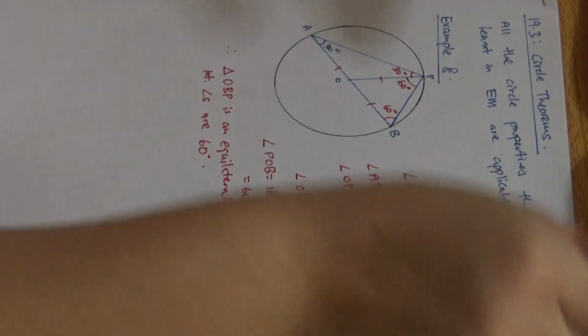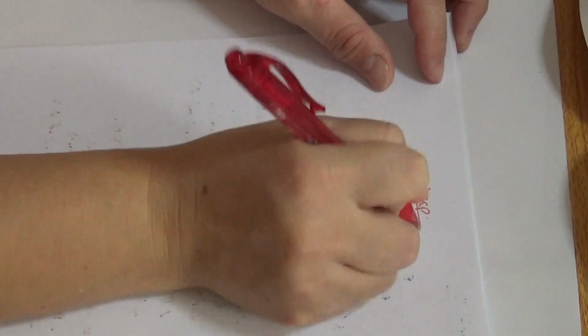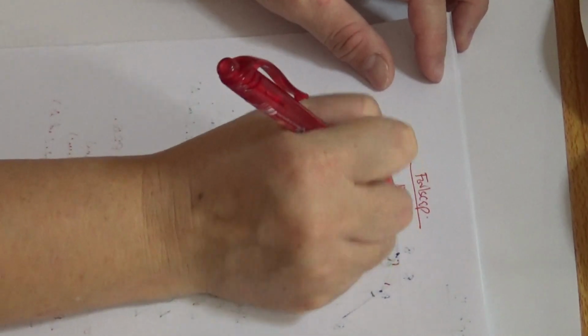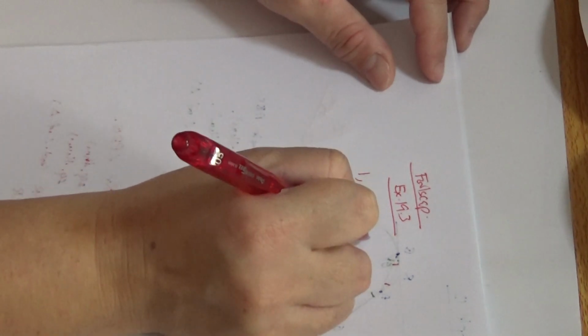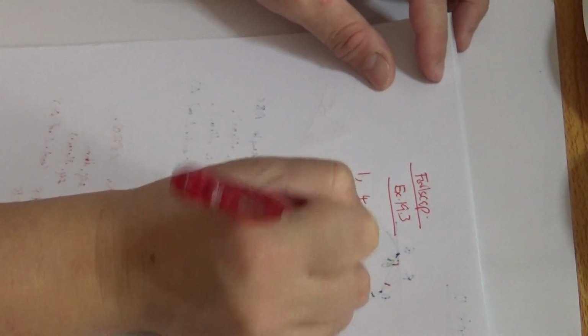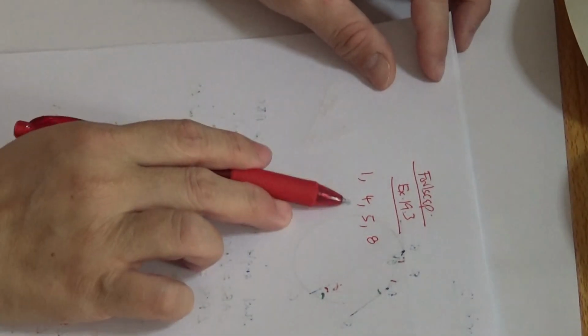Now for this exercise 19.3, you are going to do these questions for me. Question 1, question 4, question 5, question 8. Yes, 1, 4, 5, 8. 4 questions here for you to do on the foolscap paper, before you refer to the answer video later.